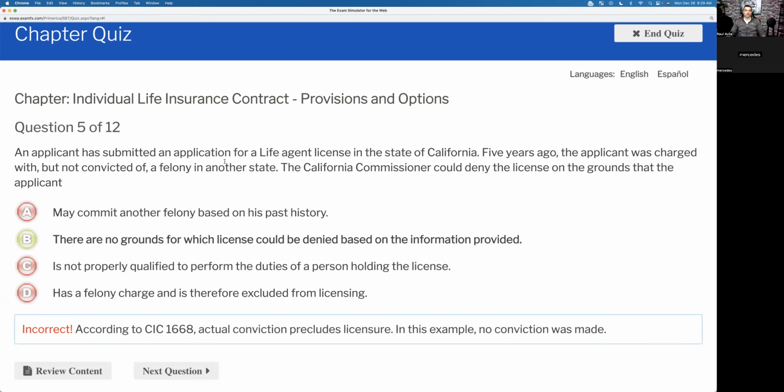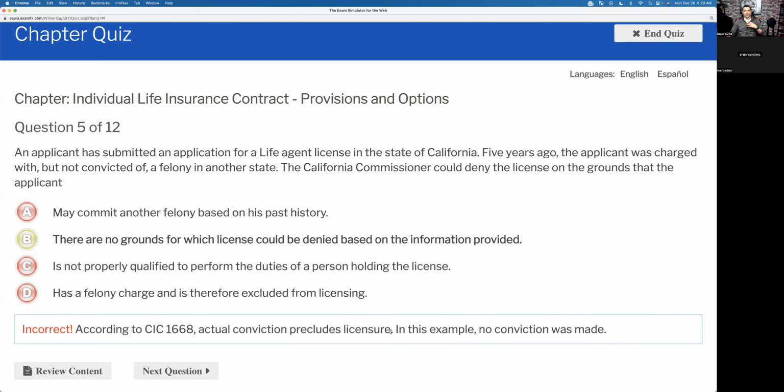Oh wow. So there are no grounds for which the license could be denied. This is why, because he was charged but not convicted, in another state. The reason is because it wasn't an actual conviction. He was not convicted. He was just charged. So right here, look at the rationale. It says actual convictions preclude licensure.